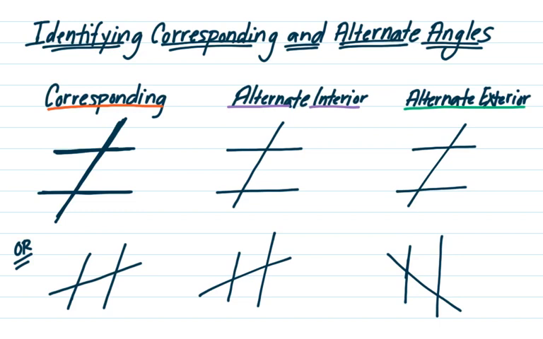Corresponding angles. I want you to think of each intersection as like a clock, okay? Each intersection, imagine it looks like a clock. So corresponding angles are the angles that are in the same position on the clock. So look, top left here matches with top left here.